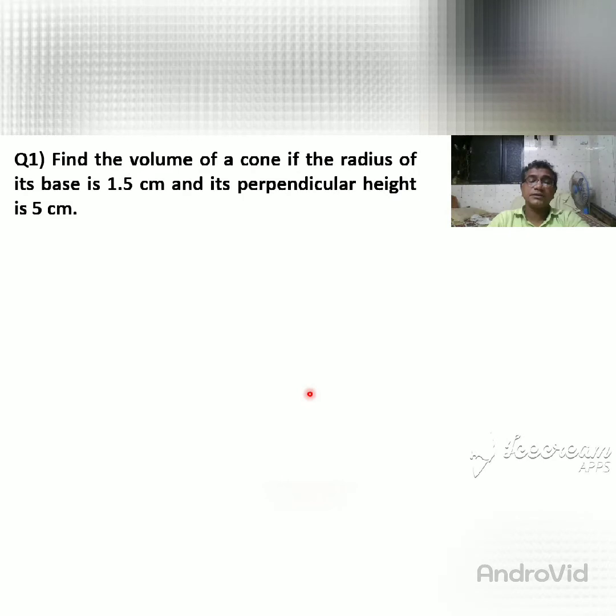So let me start problem number 1 in practice set 7.1. Find the volume of cone. What do you want to find out? Volume of cone. If the radius of its base is 1.5. So all of you know the cone shape very well. That cone, the base has a circular shape. So they are given radius is 1.5 centimeter and its perpendicular height is 5 centimeter.